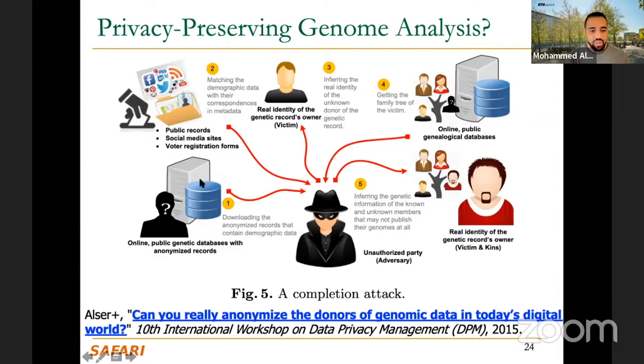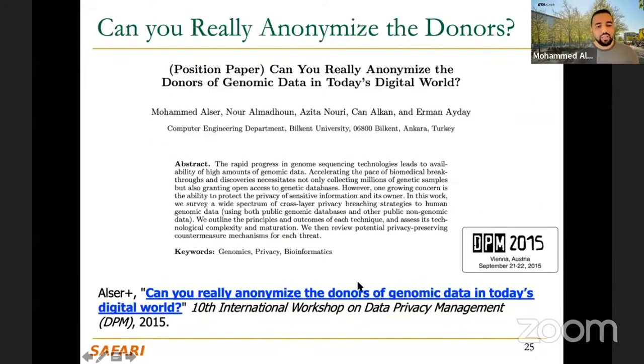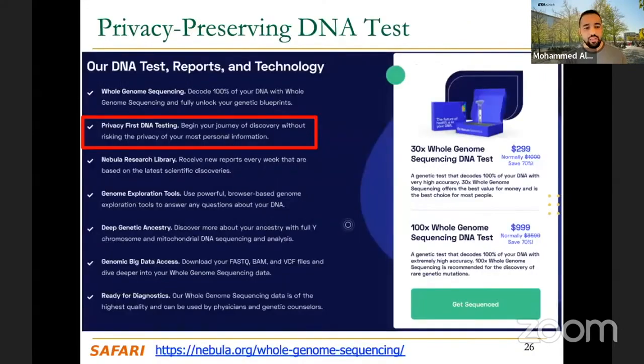For example, in OpenSNP, I can know that at this location, there is high probability that people in this population have C in that location. Then I can correlate all this information together to identify you, and then identify the family tree. So we discuss all these methods in this paper. And this is a recent, this is the paper itself, actually. Can you really anonymize the donors of genomic data?